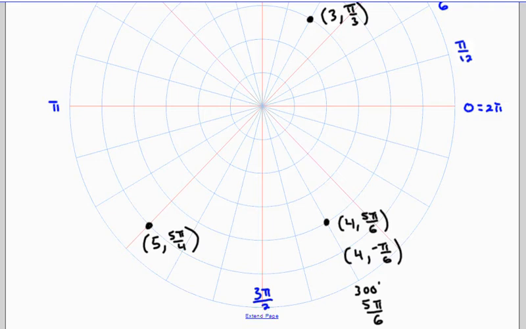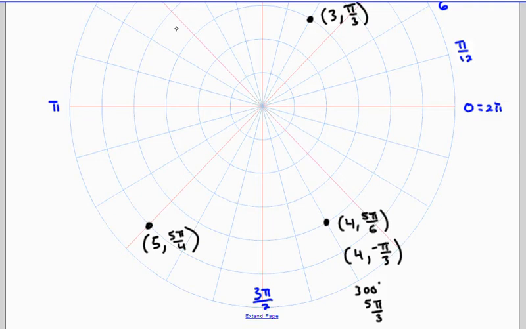You guys, that's not 5 pi over 6. Darn it. My mental math let me down here. If I put 300 over 180, 60 goes into 300 5 times. It goes into 180 3 times. So that's 5 pi over 3. So this could be negative pi over 3.